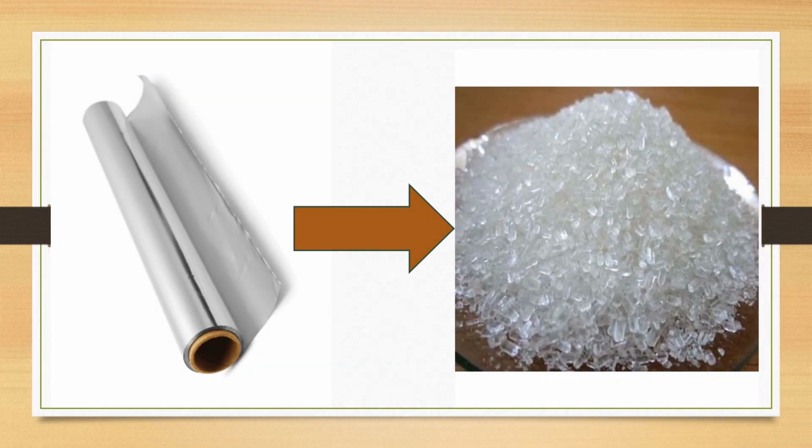Aluminum recycling saves around 95% of the energy needed to make the metal from raw materials. It also saves around 95% of greenhouse gas emissions compared to the primary production process. By recycling aluminum foil, you make useful alum compound.